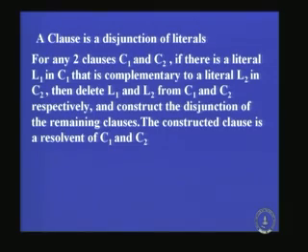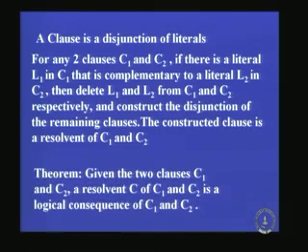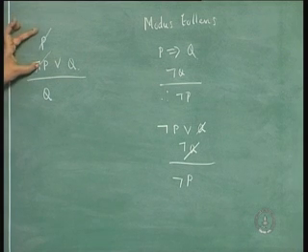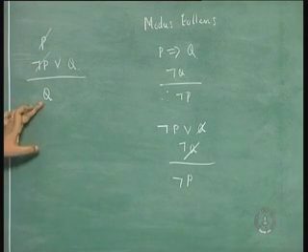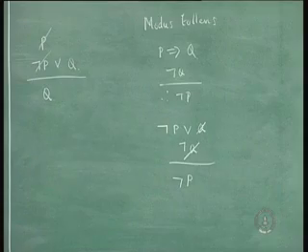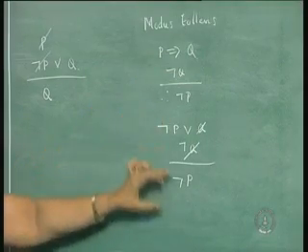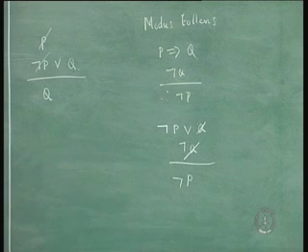Okay. So, we will see the next one. Given two clauses C1 and C2, a resolvent C of C1 and C2 is a logical consequence of C1 and C2. In these two examples we have seen that there are two clauses given, the resolvent of them is the logical consequence of the two, that you can see. Here again you can see that the resolvent of these two is the logical consequence.